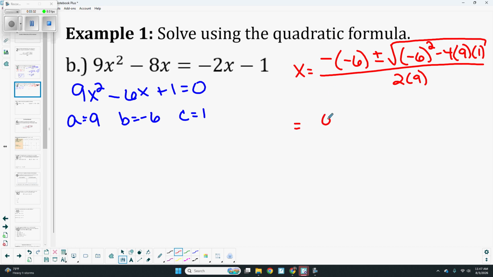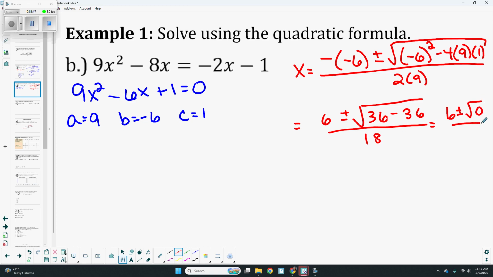So this is going to be a positive 6 plus or minus the square root of 36 minus 4 times 9 is 36 times 1 is 36, all over 2 times 9, which is 18. So this is 6 plus or minus the square root of 0 over 18. And the square root of 0 is just 0. So 6 plus 0 and 6 minus 0 are both just 6. So we have one answer, 6 over 18, which is 1/3.